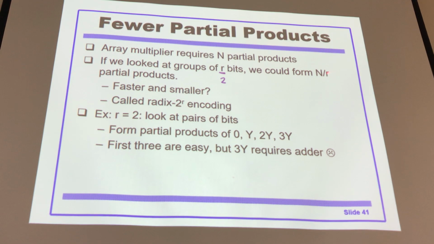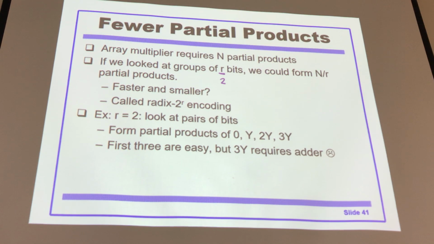Right? If R is 2, we are cutting the number of partial products in half. So it's possible that it could be faster and smaller. We call that radix-2^R encoding. Or here, in this case, if R is 2, radix-4. Radix-4 multiply design. So next we are going to show you how we design radix-4. If R is 2, it's radix-4 encoding to do the multiplication.